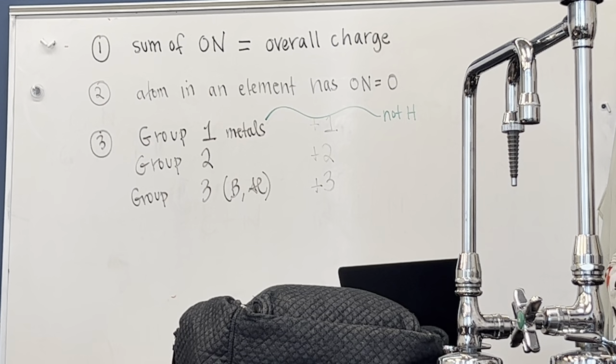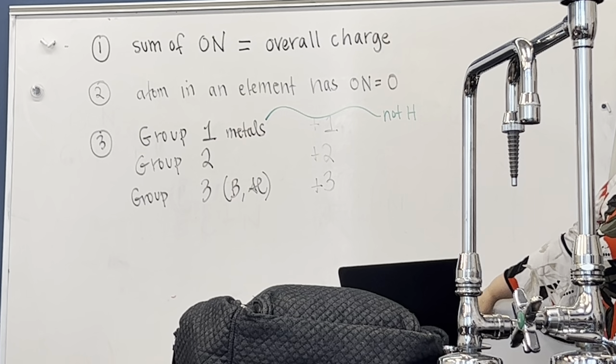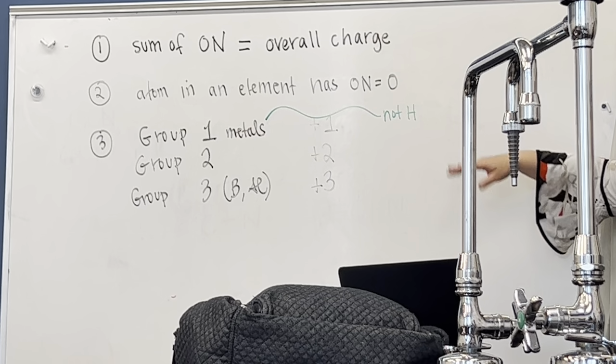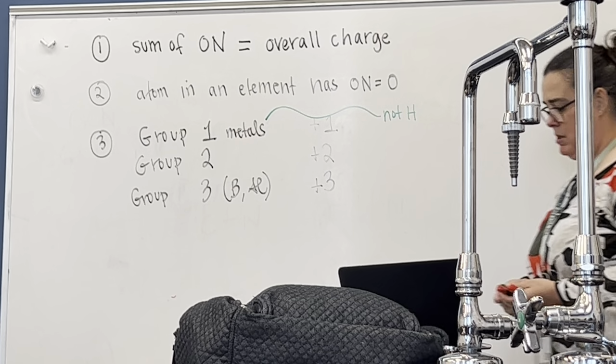And again, this is supposed to be a seriatim, or a ranked list of importance. So it's not that hydrogen's not likely to be +1, it's that I can think of some examples where it's not. And so the rule that will supersede that is going to be that the group 1 metals are +1.